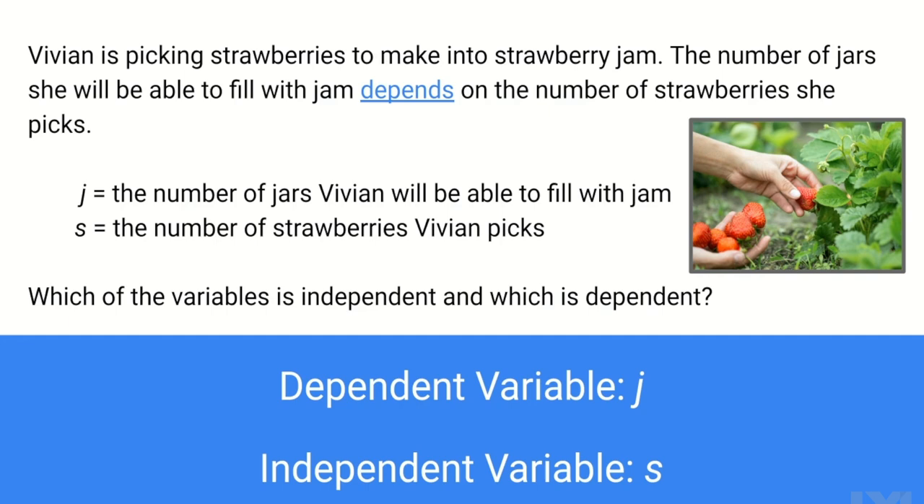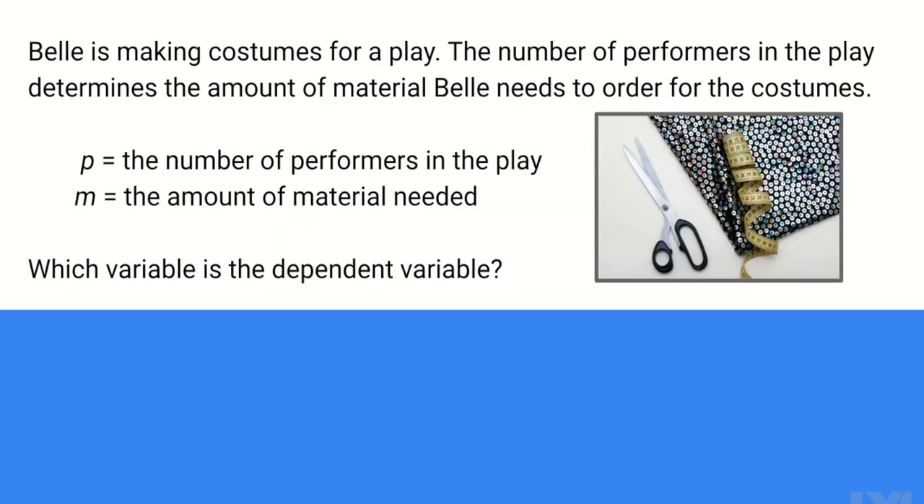Let's work through another example now. Belle is making costumes for a play. The number of performers in the play determines the amount of material Belle needs to order for the costumes. P equals the number of performers in the play. M equals the amount of materials needed. Which variable is the dependent variable?